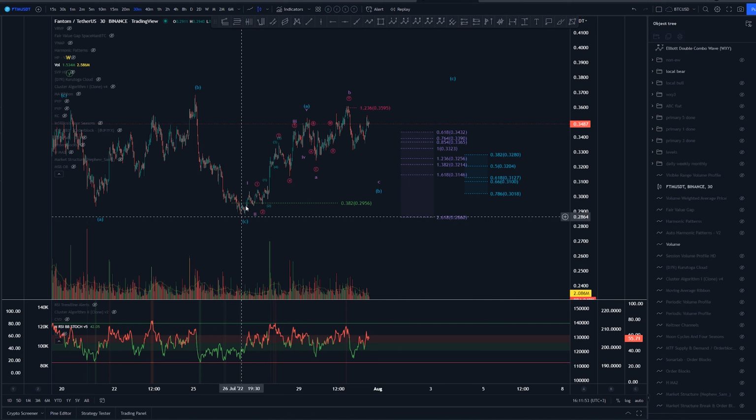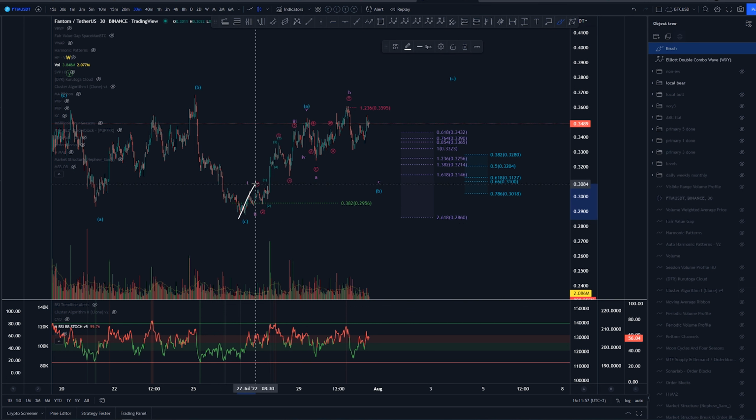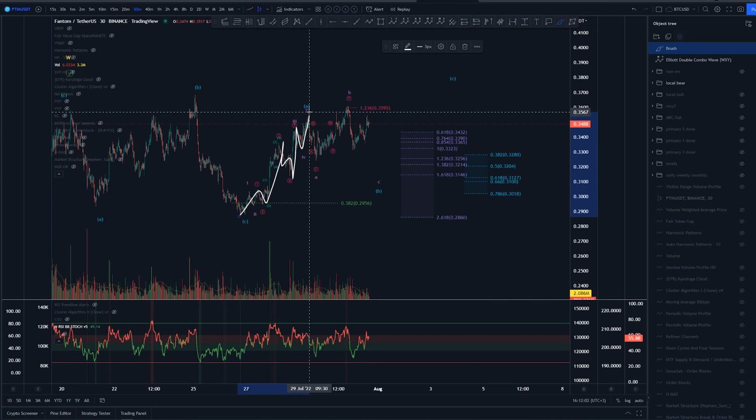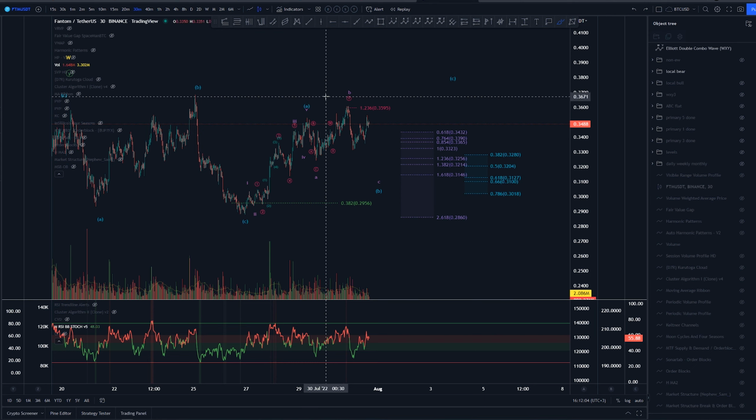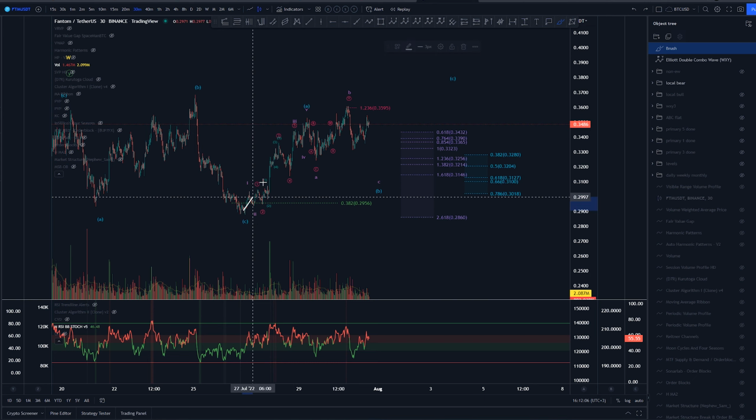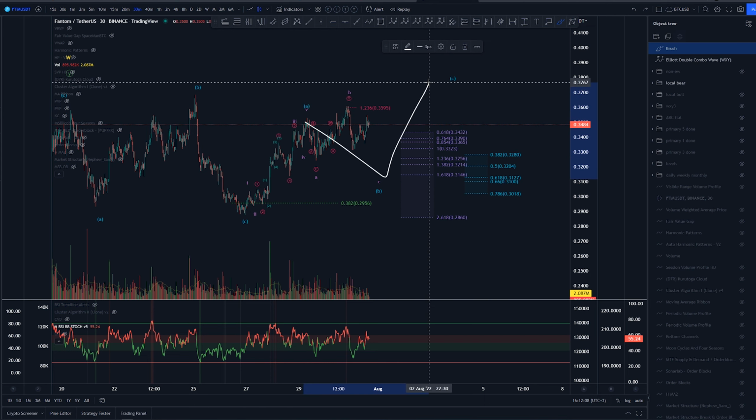Is there a possibility that this is just like a 333, 333, and 333? Yep, it is possible. And at that point again, we could be saying that this is a W and then X and Y.